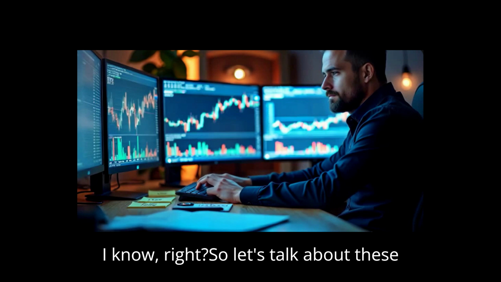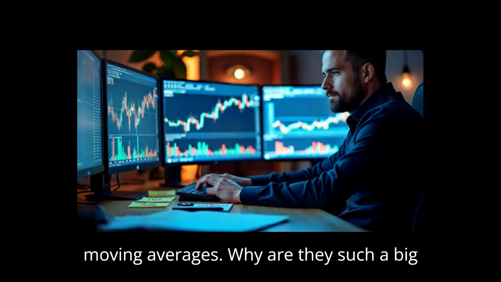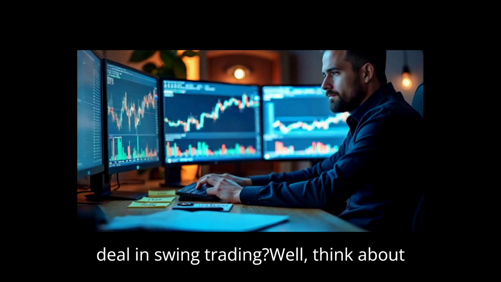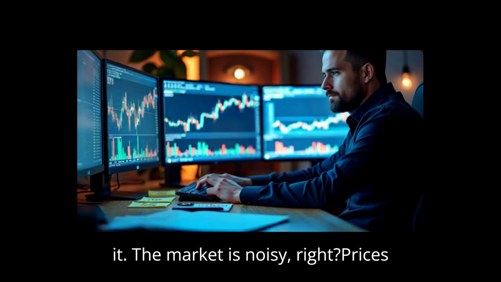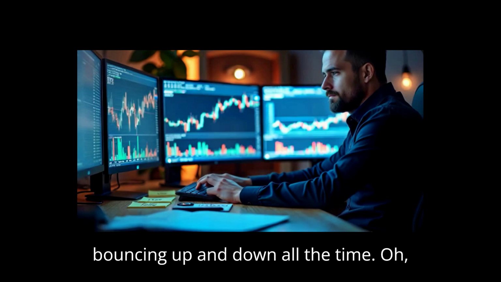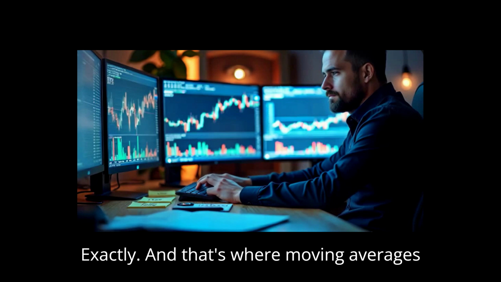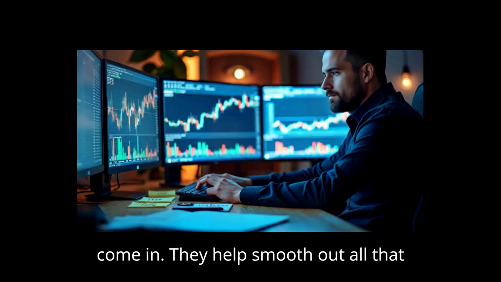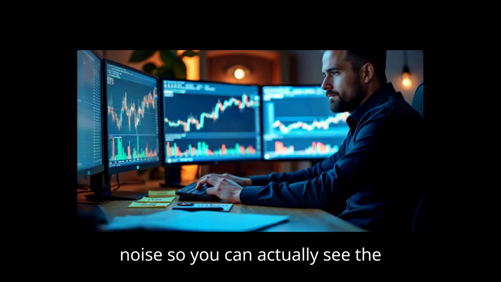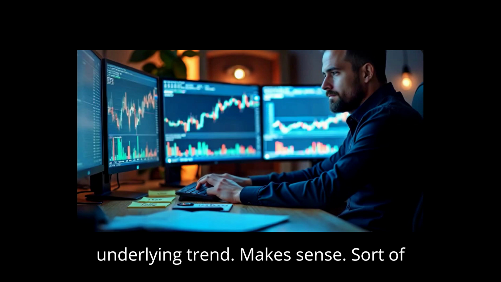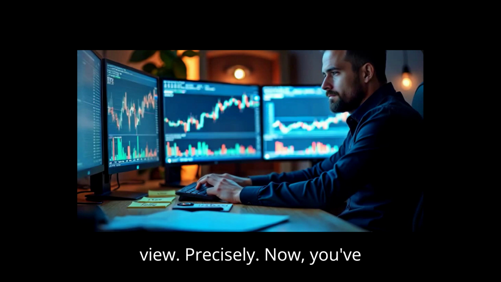So let's talk about these moving averages. Why are they such a big deal in swing trading? Well, think about it. The market is noisy, right? Prices bouncing up and down all the time. It can be hard to see the forest for the trees sometimes. Exactly. And that's where moving averages come in. They help smooth out all that noise so you can actually see the underlying trend. Sort of like taking a step back to get a clearer view.